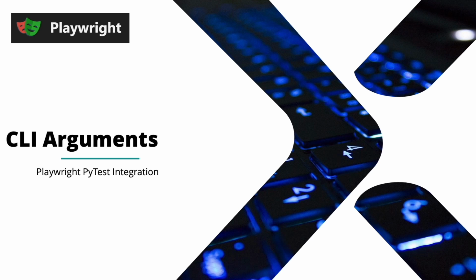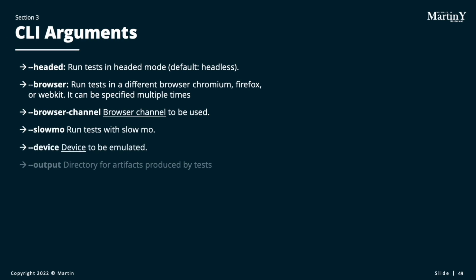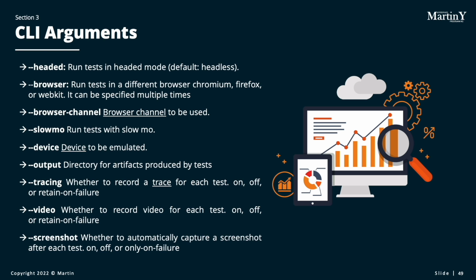Hi everyone, and welcome back to the course. In this video I will show you all available command line interface arguments with Playwright. So as you can see on the slide in front of you, there are 9 different arguments that you can specify when you're running your tests with Playwright.